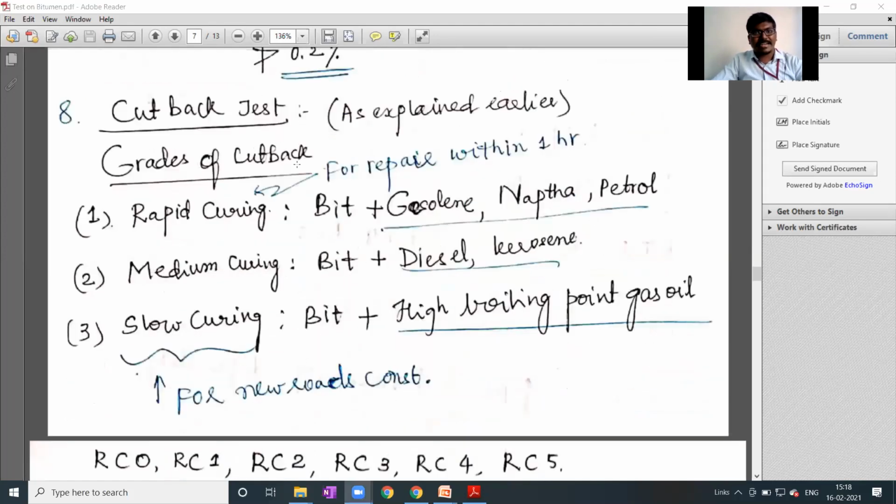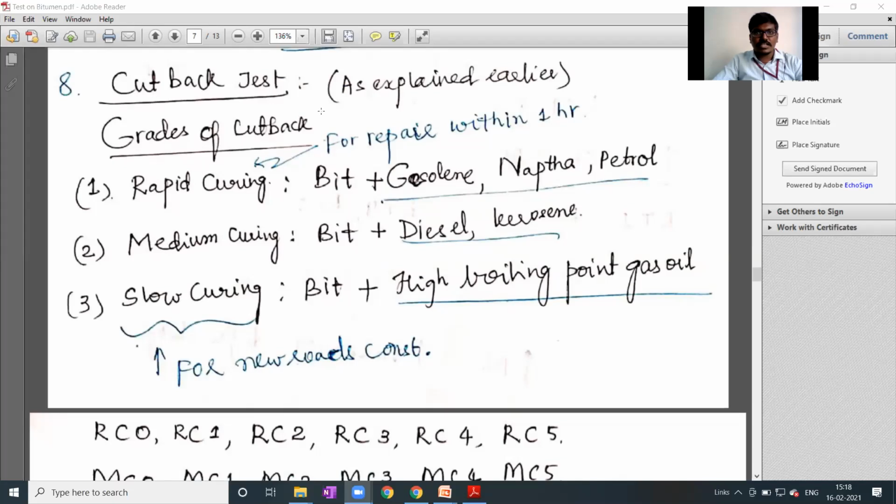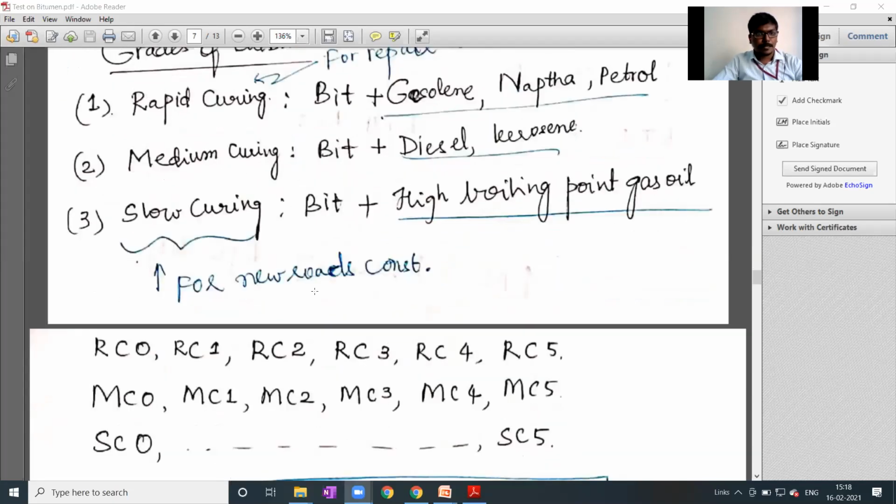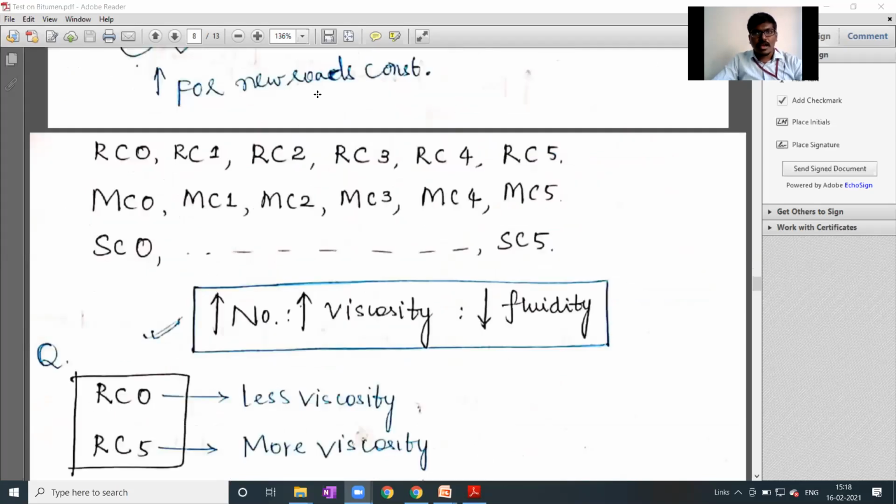That is cutback tests. I've already discussed the types of cutback, right? Rapid curing, medium curing, slow curing. Here you can see how the grades will be, like RC0, RC1, RC2, RC3 in this way, and MC0, MC1 in this way.